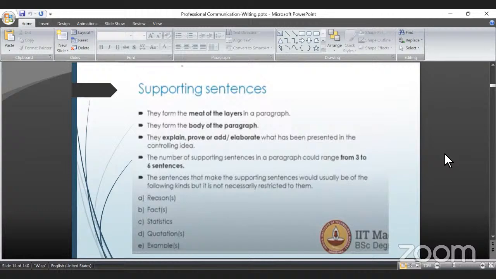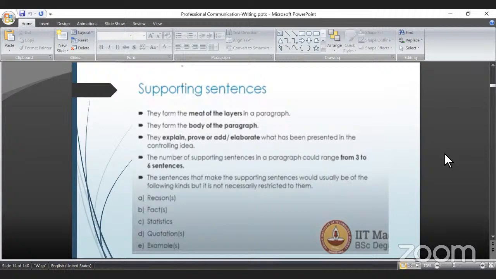Now, among these, the meat part, which means the chunky part, the heavy part, the detailed part, is referred to as the supporting sentences. What does it do? It forms what you sometimes hear called the body of the paragraph, right? We would have heard a lot of this: body of the email, body of the letter. So whenever we say body of something, we're referring to the most significant, most detailed part of that.